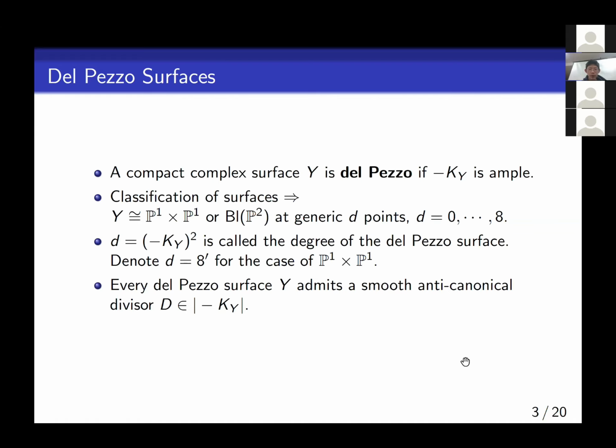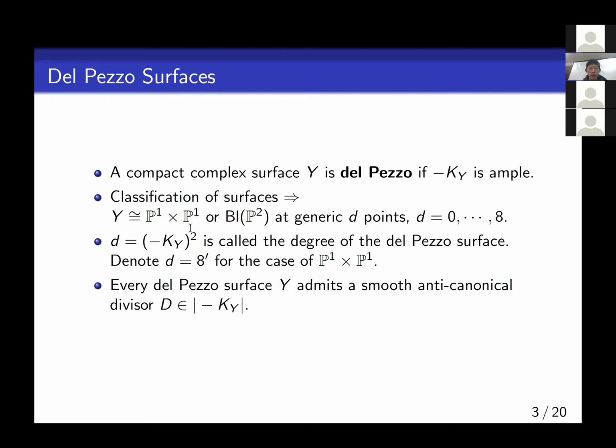Because of that, for the blow-ups of P2, P2 definitely has a lot of smooth anticanonical divisors. They are smooth curves, and so the blow-ups of P2 can inherit those smooth curves as well. On P1 times P1, you can also construct a smooth anticanonical divisor. And by the adjunction formula, they're all elliptic curves. So this is one player of the game.